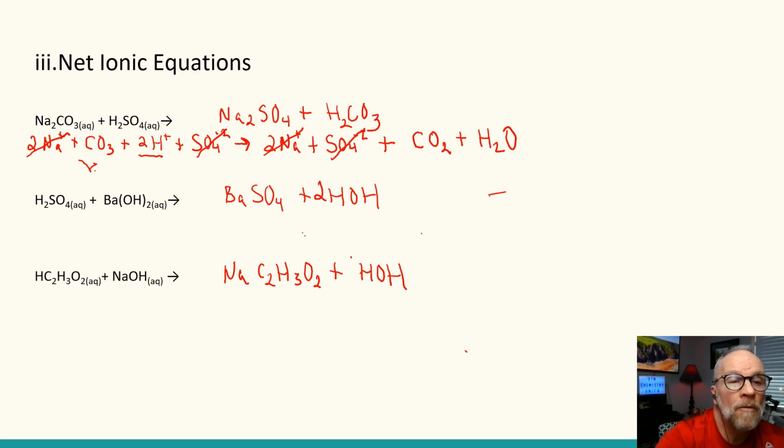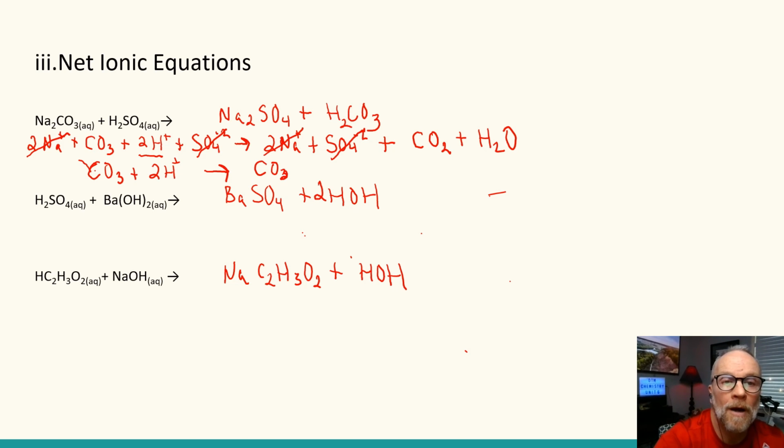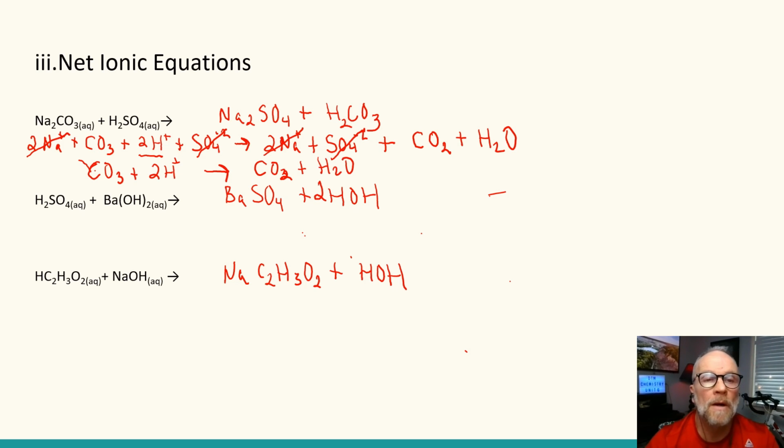And so now we've got to write our net ionic equation: CO3 plus 2 hydrogens gives us carbon dioxide and water. Oh, CO2 plus H2O. All right. So that balances out: 1 carbon, 3 oxygen atoms, because we have oxygen in carbon dioxide and oxygen in water, and 2 hydrogen ions. All right, so let's move on to the next one.